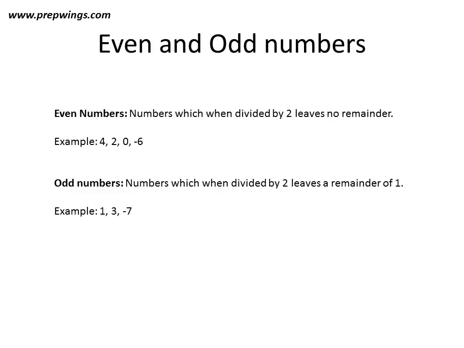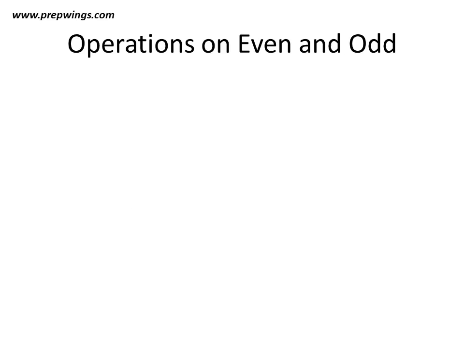Now odd numbers. Odd numbers are numbers which when divided by 2 leave a remainder of 1. For example, 1, 3, minus 7. Again you can see odd numbers can be both positive and negative.